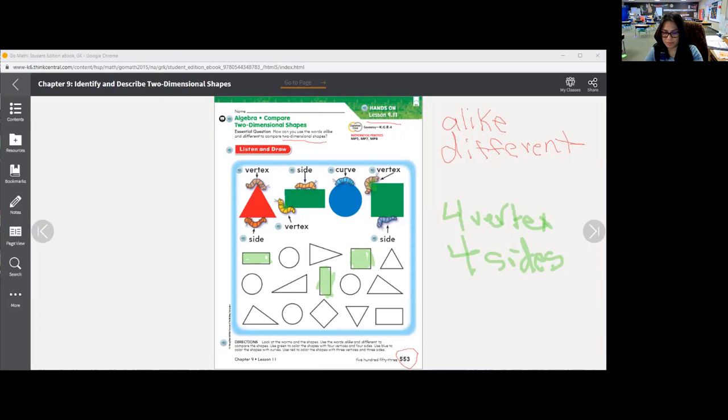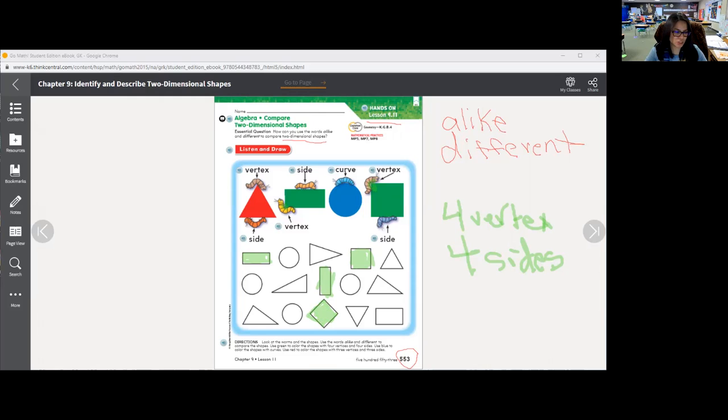Waiting on Isaiah. No. No, thank you. Leah, does this one have 4 sides and 4 vertex? The one that I'm pointing to. Yes. Yes, it does. So we're going to color it green because it does. Thank you, Leah.